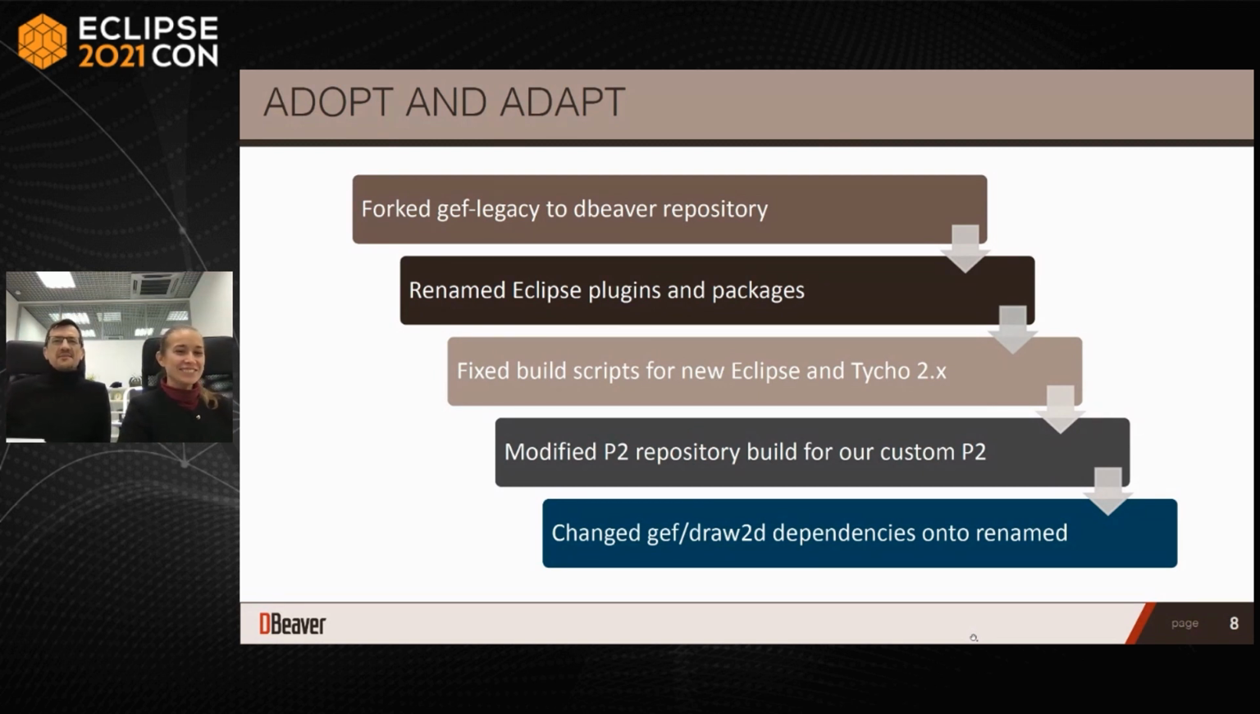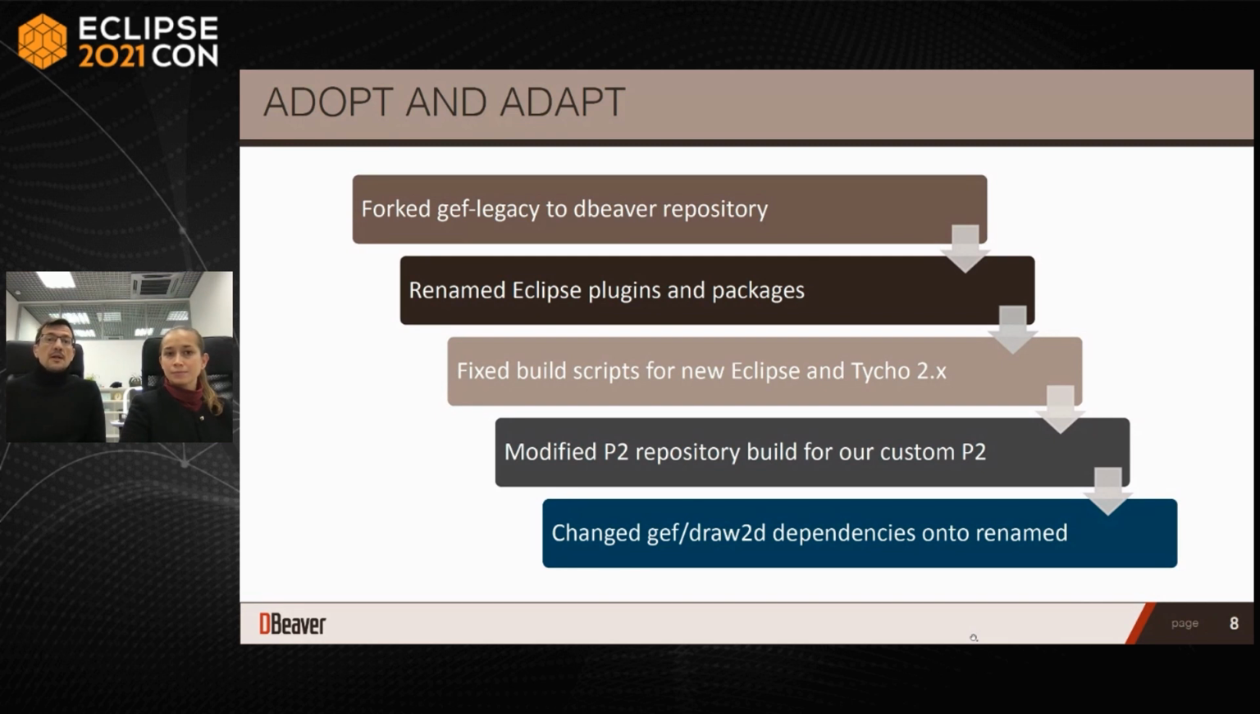Then we renamed all Eclipse plugins and packages from the original names to avoid naming conflicts, because we build our products with the main Eclipse P2 repository, and we need to add the new version. So to avoid name conflicts, we renamed everything from Draw to Draw3 and from draw2D to draw2DL. So it will allow us to use old legacy and new at the same time, if you would like, for some reason.